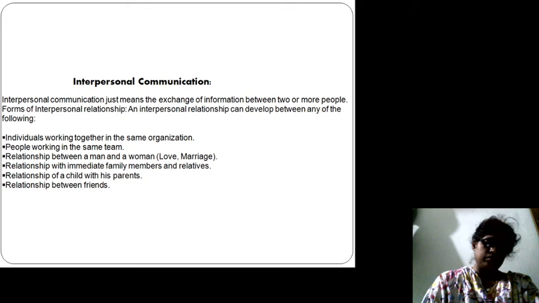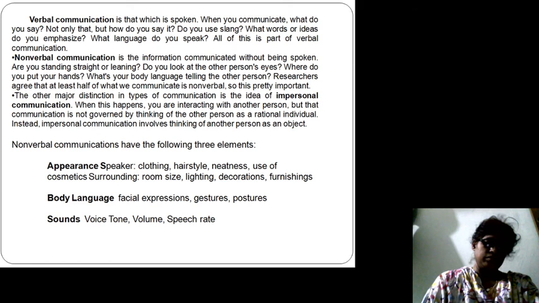Then that may be at official level, or at a personal or professional level. That is interpersonal communication. Now again we will see some details regarding verbal and non-verbal communication.